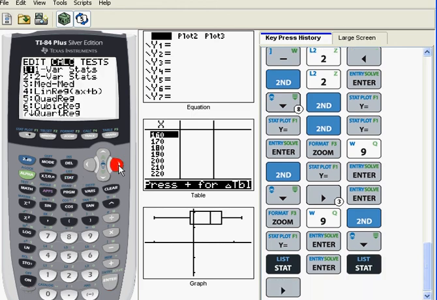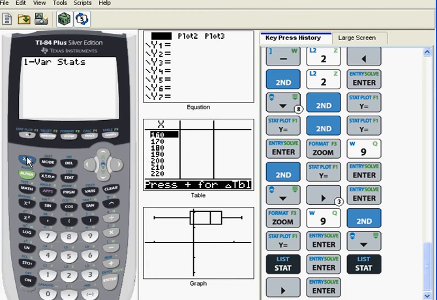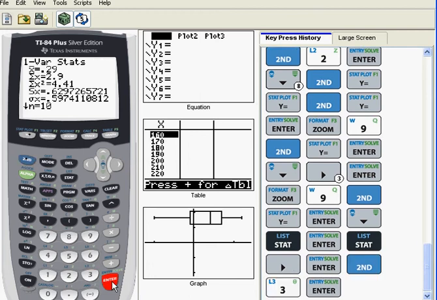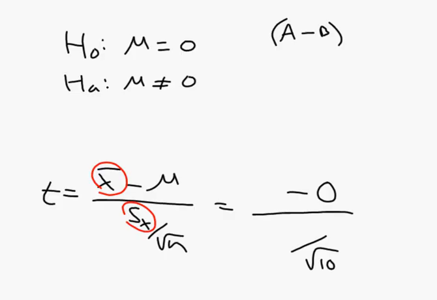We do stat, calc, one variable statistics, list 3. Okay, we hit enter. And you have an x bar of 0.29 and an S of x of 0.629, or really 0.63 when you round it. So 0.29 for x bar, 0.63 for S of x. So we can plug those things in, 0.29 and 0.63. And now we're ready to calculate our t-score.